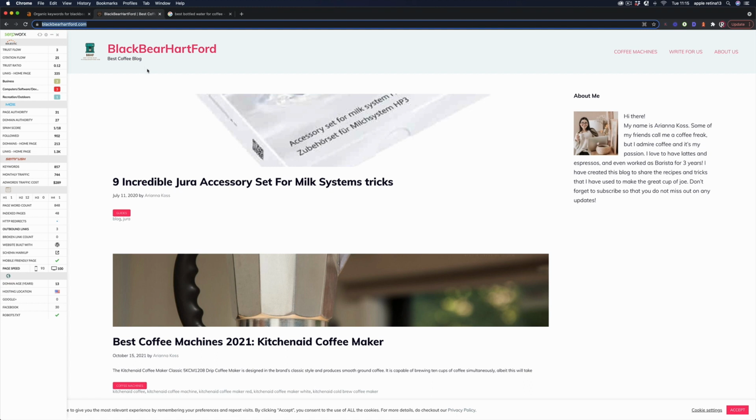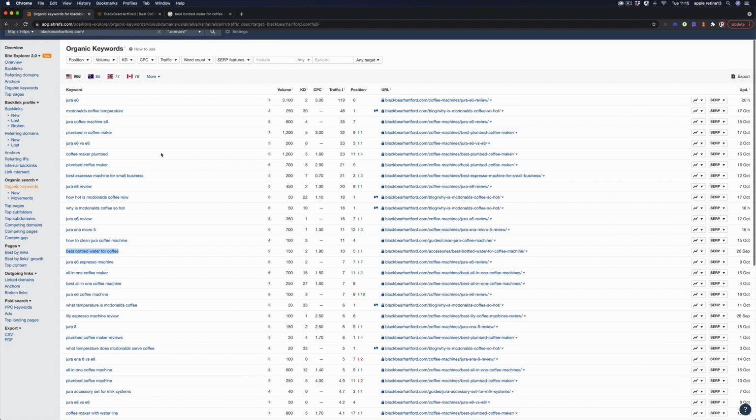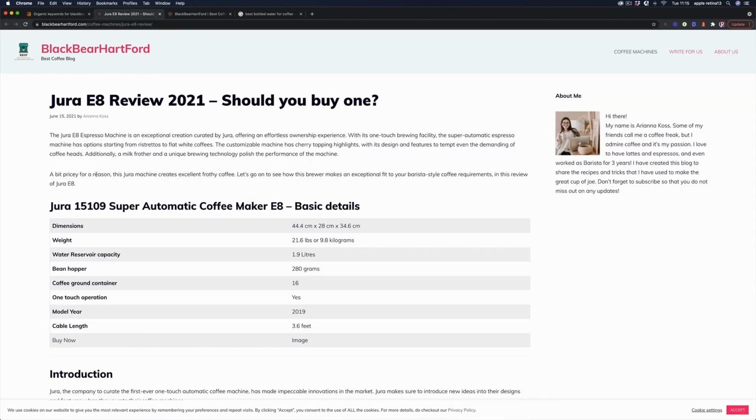So the other thing that you're going to want to think about, and this goes back to that initial research, is the different types of content that we can have. So there are 3 different types of content that we're going to be focusing on with an affiliate site. And that is the informational type pages. So that was like how to clean the Jura E6. We're going to look at reviews. So let's see if they've got, here we go, the Jura E8 review. We can look at their review here. So that's a review piece of content.